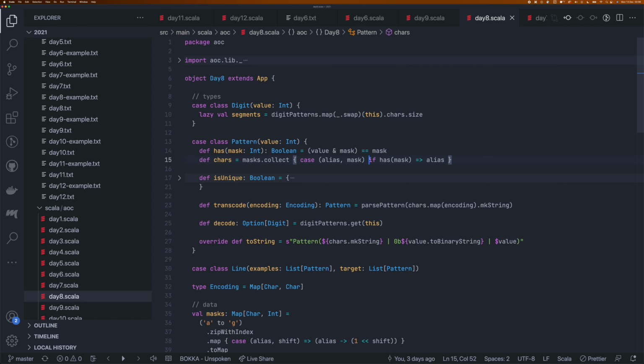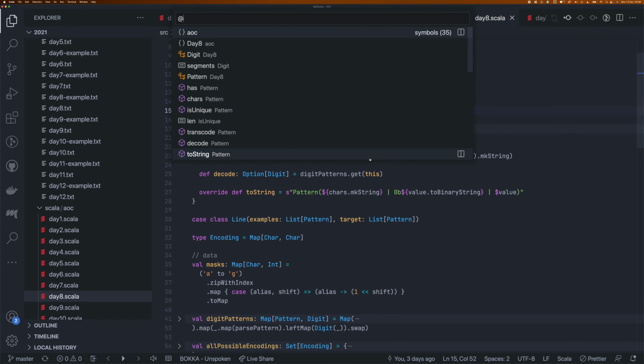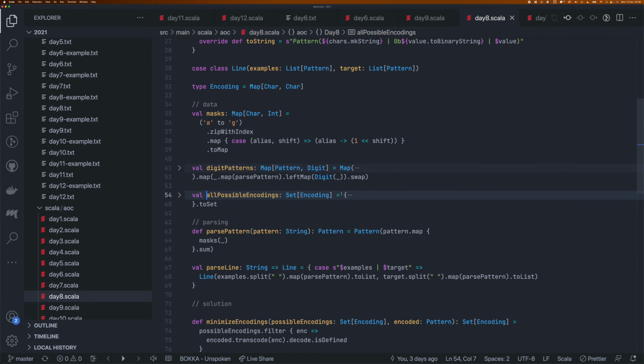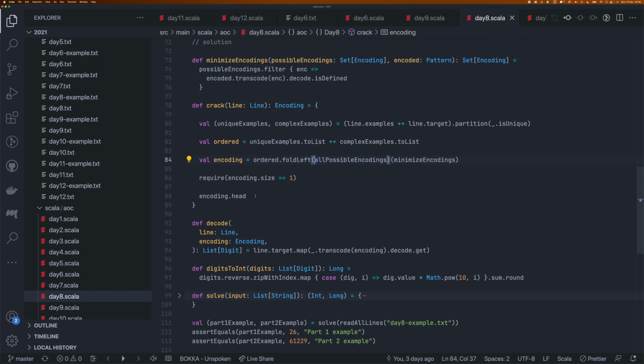The idea was that if I could get all the possible ways to encode these numbers, I could slowly chip away and reduce this to a single encoding that works for a specific line. So for every line, I would do some fun sorting to start with the unique numbers, like 1, 4, 7, and 8, and I would put them in front of the new list. At the end, I would put everything else from the examples and the targets. The examples being the things on the left side of the vertical bar and the targets being the things on the right-hand side of the bar.